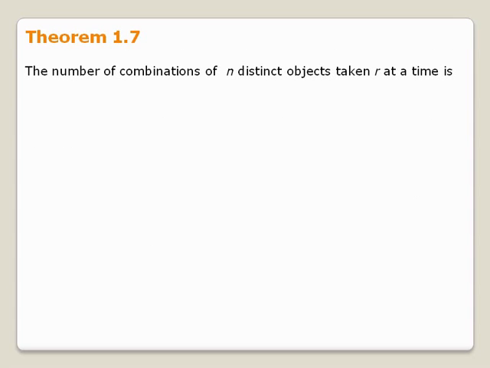Theorem 1.7. The number of combinations of n distinct objects taken R at a time is nCr, which can be calculated as n factorial divided by R factorial times n minus R factorial.